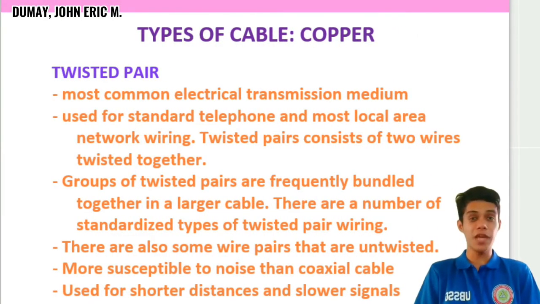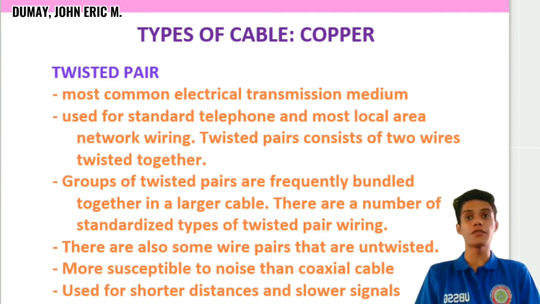So there are types of cable. The first one is copper cable, and copper cable has two types. The first one is the twisted pair. The twisted pair is the most common electrical transmission medium. It is used for standard telephone and most local area network wiring. Twisted pair consists of two wires twisted together. Groups of twisted pairs are frequently bundled together in a larger cable.